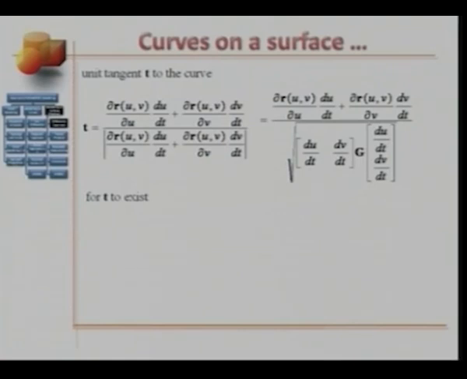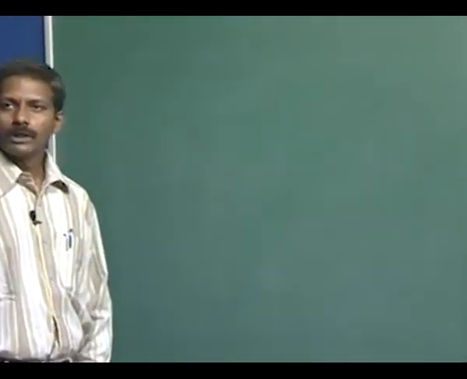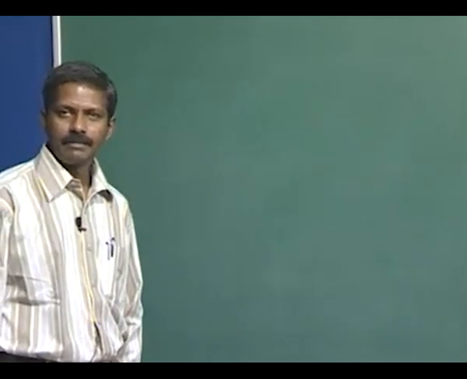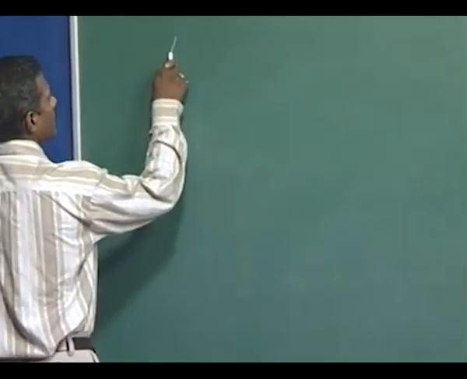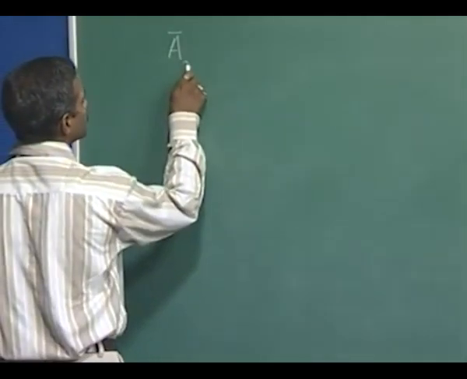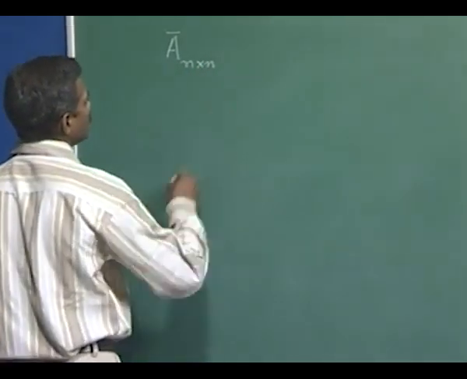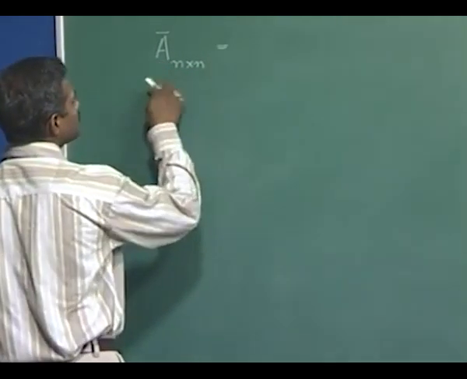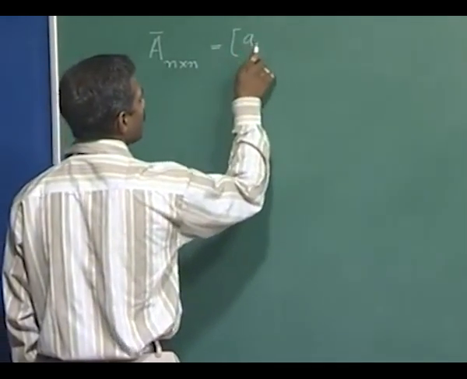That is, for the unit tangent T to exist at any point on the curve C of t on a surface patch, bold G should always be positive definite. Well, what do I mean by a positive definite matrix? Say we have a square matrix of size n by n, and this matrix has elements a i j.